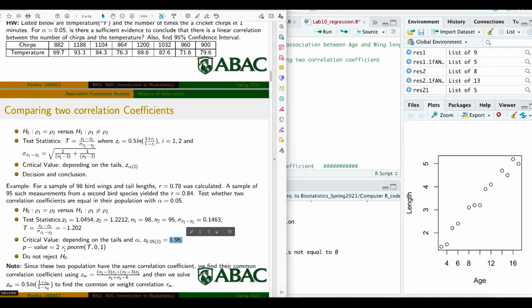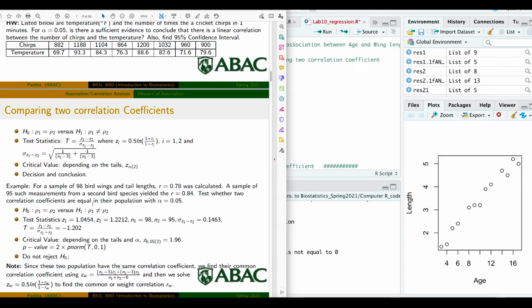But if you find out the p-value, then it is 2 times pnorm, the area left of the test value. So pnorm and then just use that value, comma 0, comma 1. So what do you get for the p-value? We'll see. And we will get p-value greater than alpha. That's why we do not reject the null hypothesis.